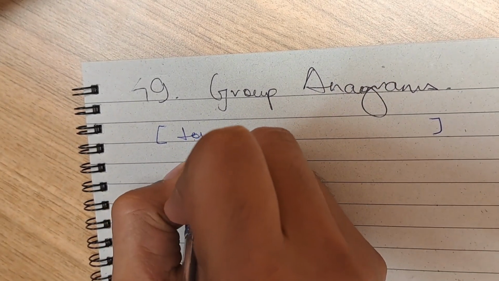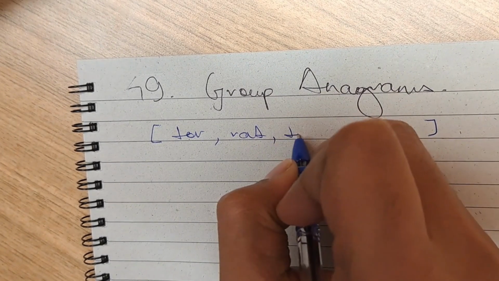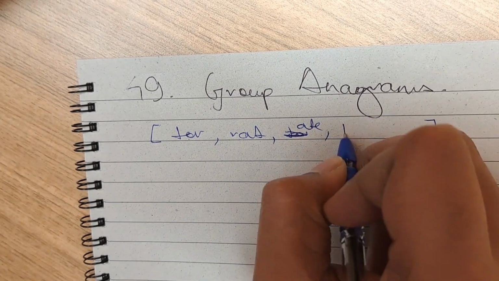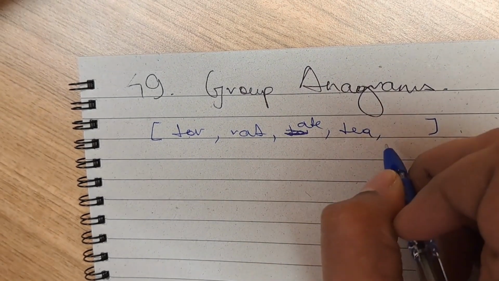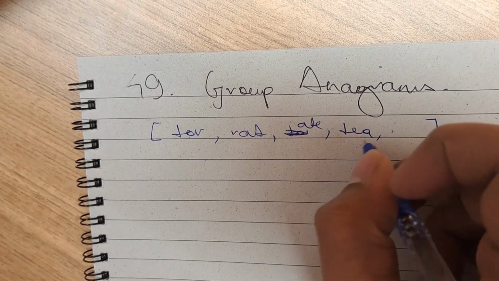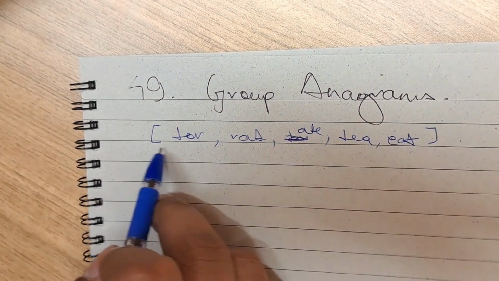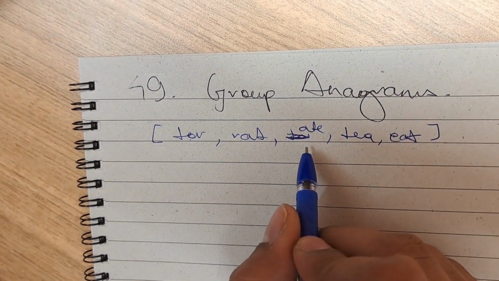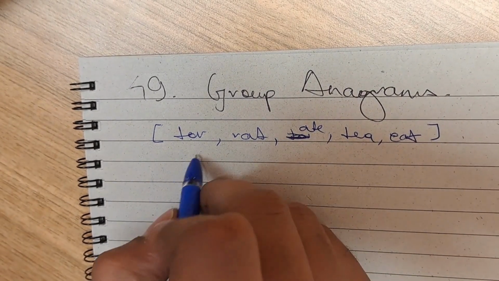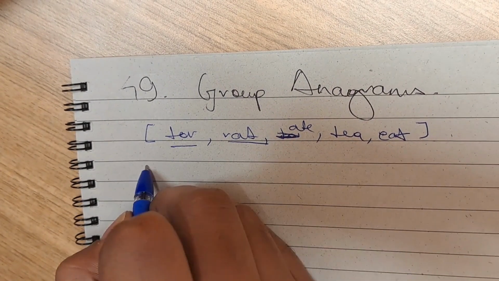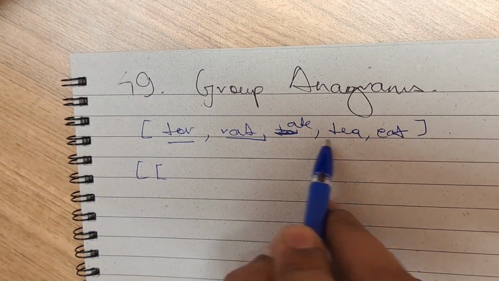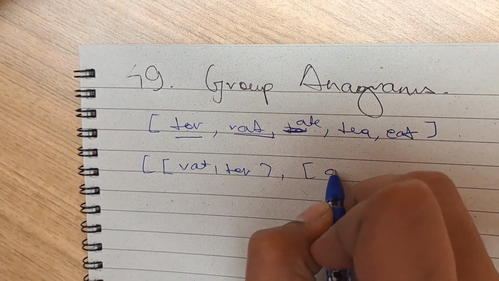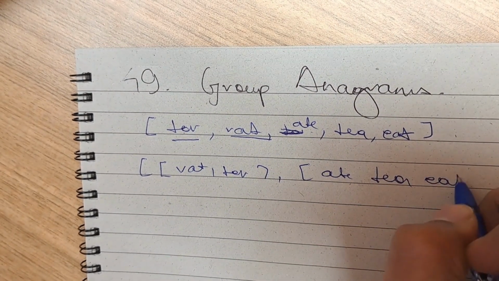So we have TAR, RAT, ATE, TEA, and let's say EET. Okay. So we have these strings, and what we have to do is find the anagrams out of these strings and then group them together. For example, RAT and TAR, this is an anagram pair. No one else has an R, right? So RAT, comma TAR, then ATE and EAT as a pair.